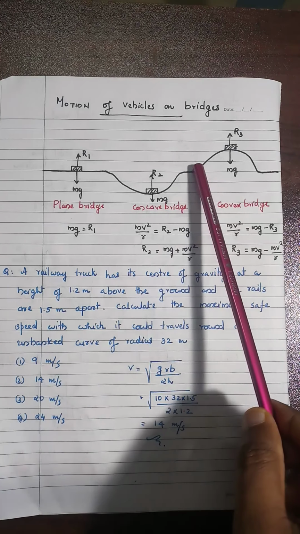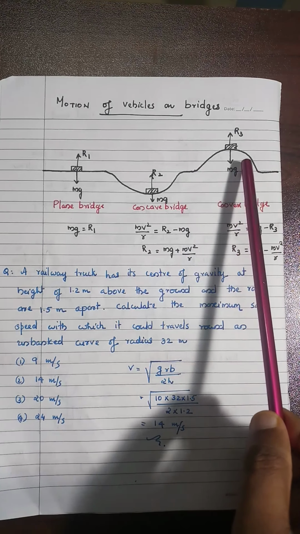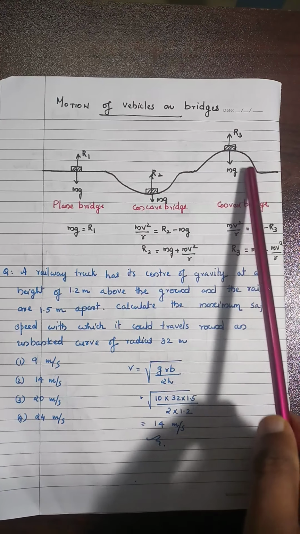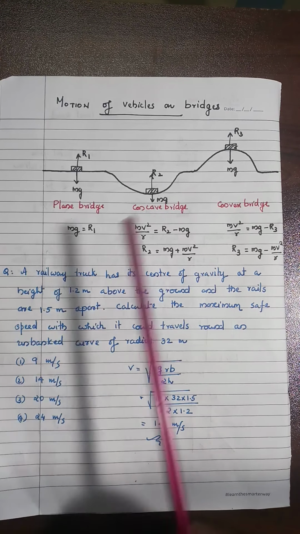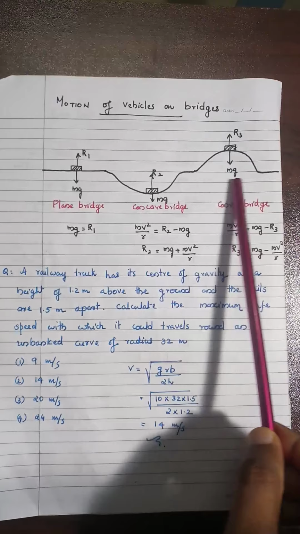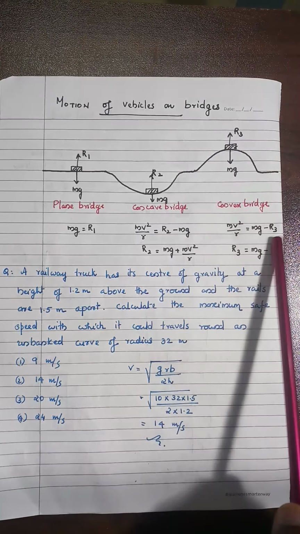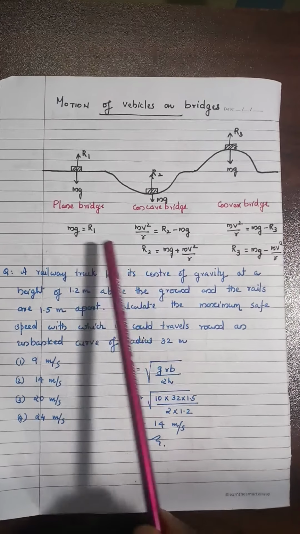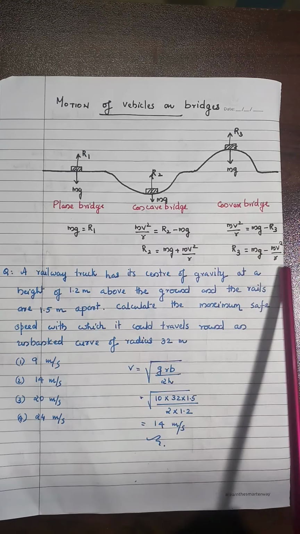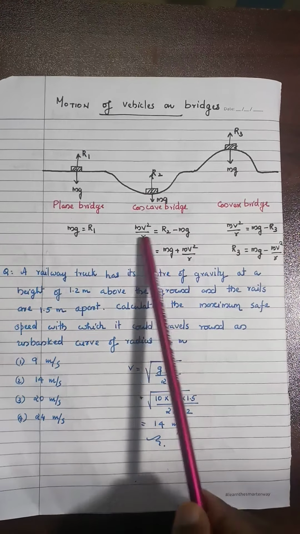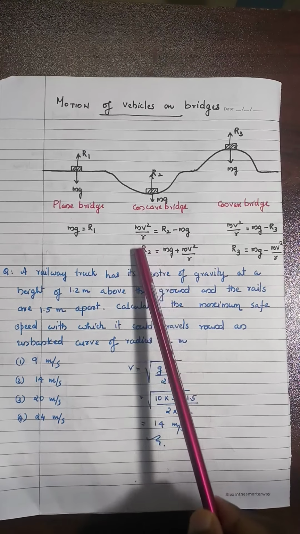Similarly, on the convex upward bridge, the component along the radius towards the center is the weight, and hence the centripetal force is given by the weight, but it is reduced by R3, and from that we can find the reaction on the vehicle. If we compare the reactions in the three cases, it is most difficult to move on a concave upward bridge.